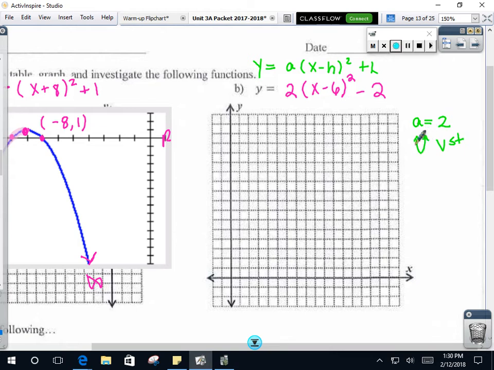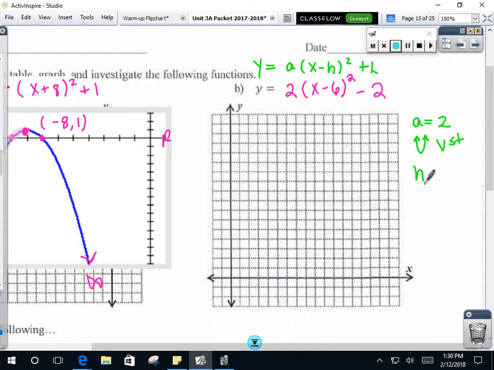You're right. It's greater than 1, so it's going to be a vertical stretch, and it opens up because it's positive. The only things the a value tell you are whether it's going to open up or down. Positive is up, negative is down. If the a value is larger than 1, it'll be a vertical stretch, which will make the parabola skinnier. If the a value is less than 1, like a fraction, 1/2 or 1/4, then it will be a vertical shrink, which will make the parabola wider.